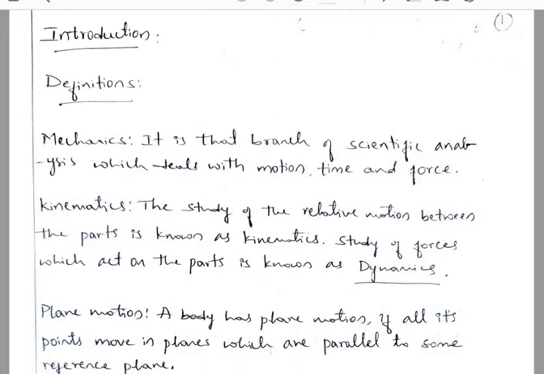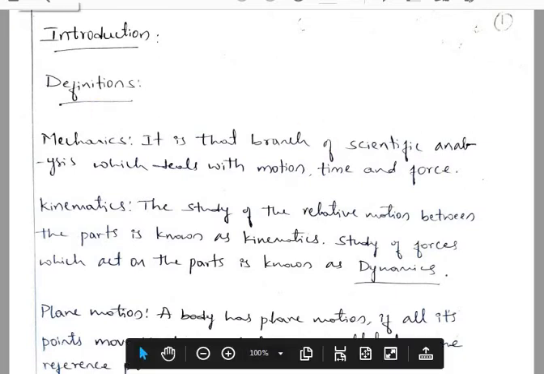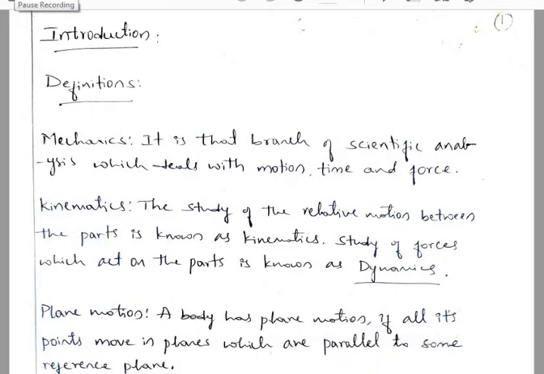Before we start with the definitions of the mechanisms, first let us know what a machine is. In simple words, a machine is a device by means of which available energy can be converted into the desired form of useful work. Whatever energy is available, we convert it into useful work. Such a device we can call a machine. So this is how we can understand the machine.